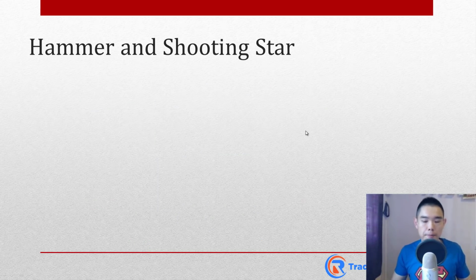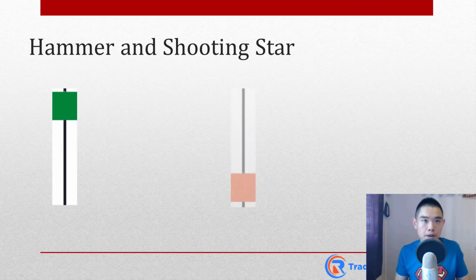And moving on, there are many different types of candlestick patterns out there, but I find that a few are worth knowing, for example the hammer and shooting star. So let me just explain to you. Again, this is a green candle. You can see that the price opens over here.